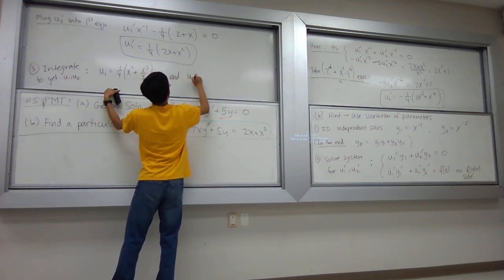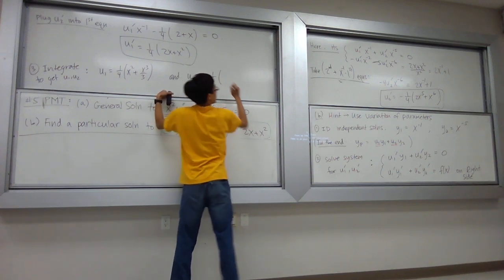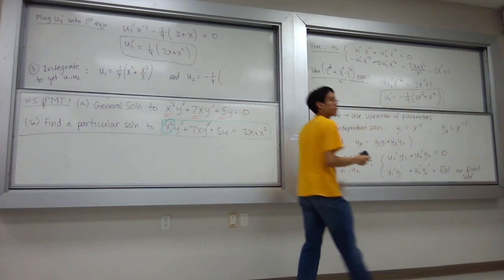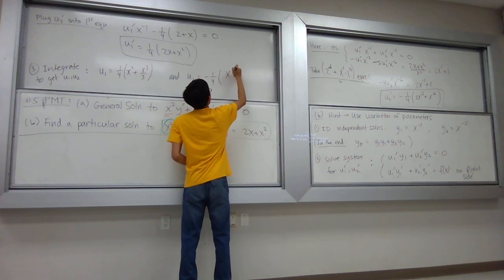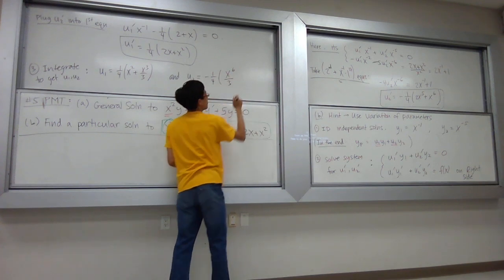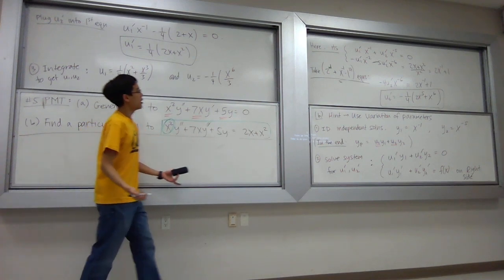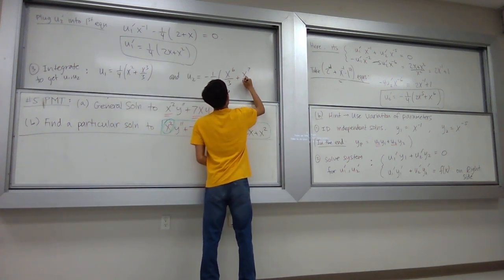Do the same thing for u2. Let's keep the negative 1/4 at the front. So 2x to the 5th. What does that integrate to? x to the 6th, divided by 6, but there's a 2 on top, so it's overall divided by 3. And the last term is x to the 7th over 7.